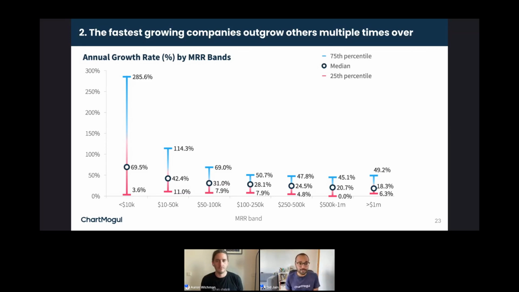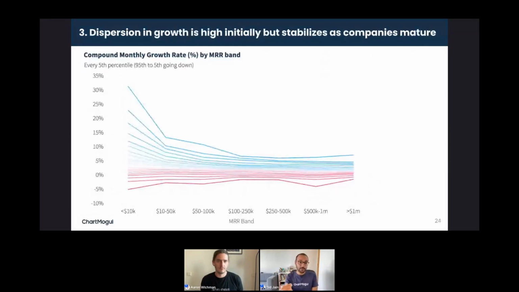Now, continuing on this growth trend, let's zoom in a bit into growth percentiles. This chart shows you every fifth percentile of growth rate for all startups, and this is monthly growth now. On the top, you have the 95th percentile of growth, while at the bottom, you have the 5th percentile. In this chart, you can clearly see the dispersion in growth is high when you're just starting out. But as companies find product market fit and continue to scale, the dispersion in growth narrows down.